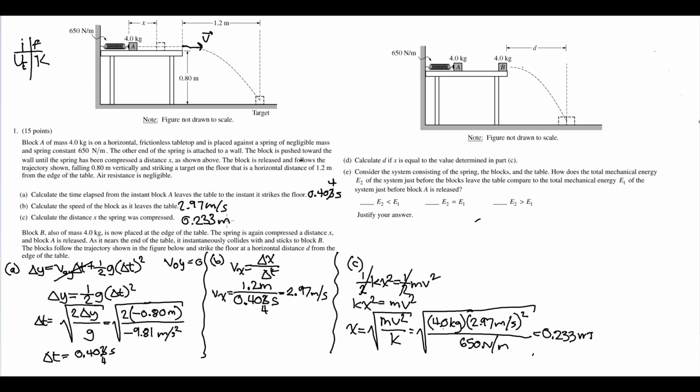The blocks follow the trajectory shown in the figure below and strike the floor at a horizontal distance d from the edge of the table. So part D, what a coincidence, part D asks us to calculate d, the distance d, if x is equal to the value determined in part C. All right?